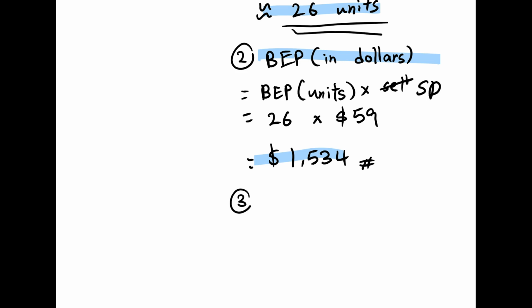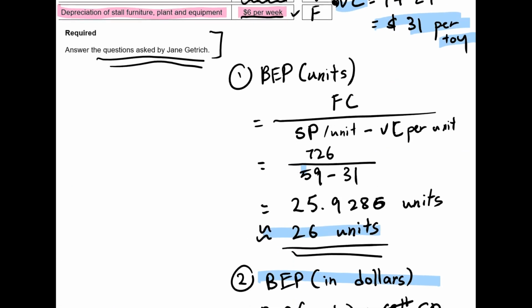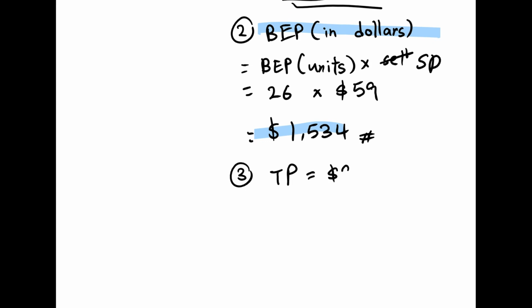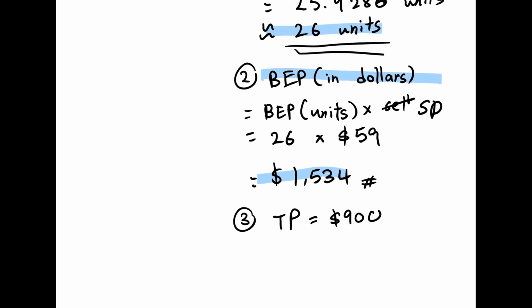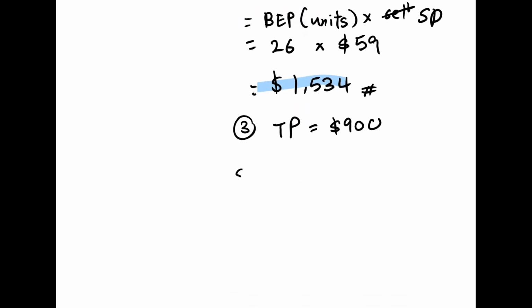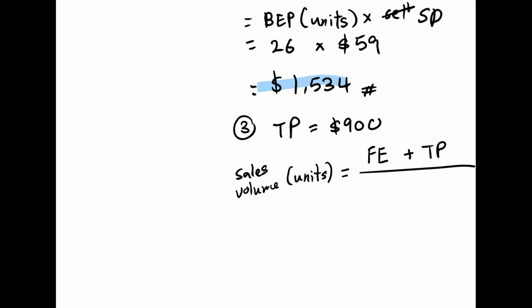And in the third question, they say that they need to achieve a target profit of, if I'm not mistaken, 900. Yep, they want to achieve a target profit of 900 per week. So how many toys do they need to sell? So how much is the sales volume that they need to sell? So we put it into our formula. So your sales volume in units equals fixed expense plus target profit divided by your selling price per unit minus your variable expense per unit.